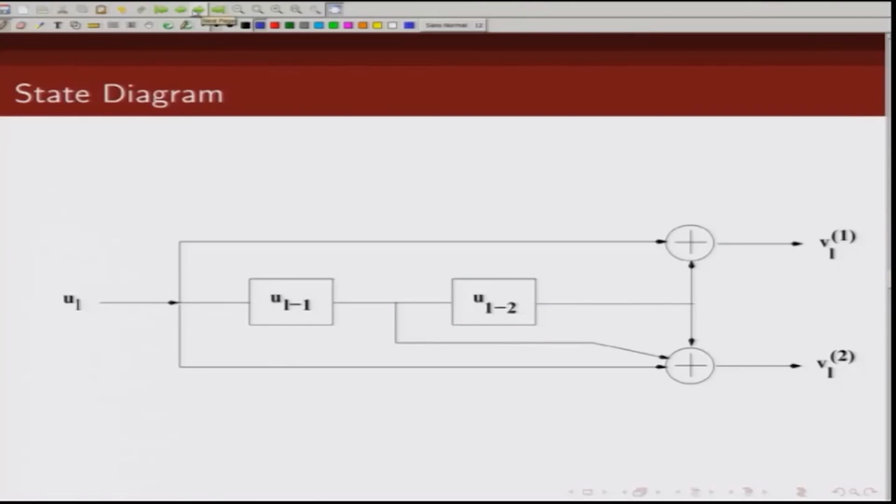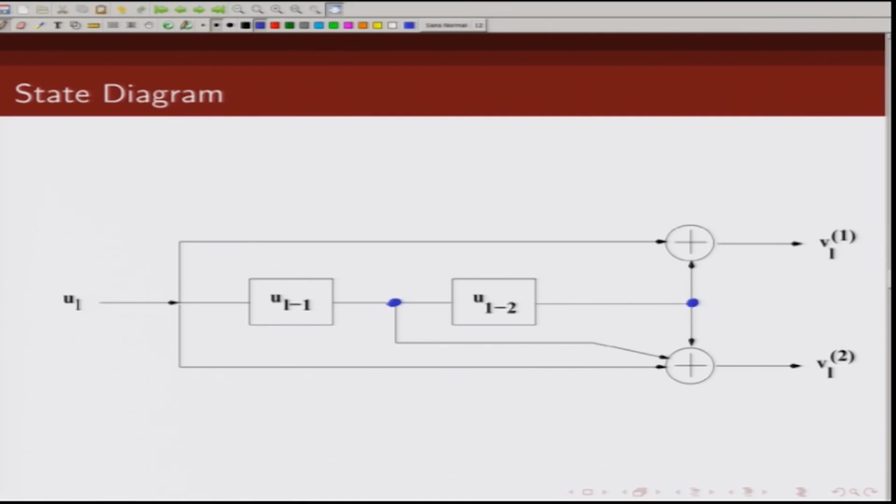In a state diagram we are essentially enumerating all possible transitions corresponding to all possible states. So, let us take the same example that we have been dealing with so far. This is a rate 1 by 2 convolutional code with memory 2. The state of this convolutional encoder is given by the content of these shift registers, which I am denoting by these blue dots. So, what is the content here and what is the content here? That is essentially the state of the convolutional encoder.